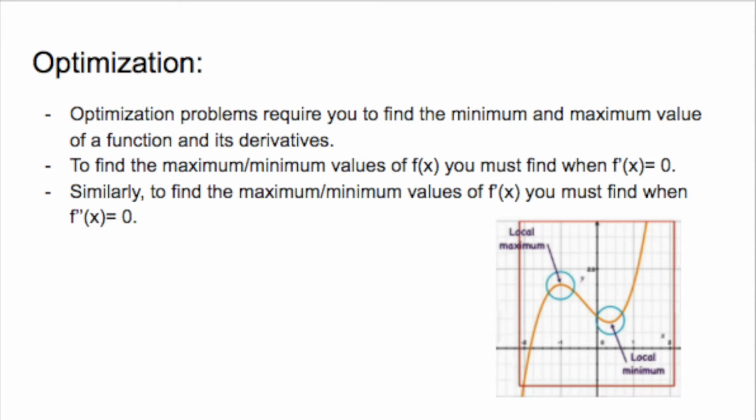Optimization problems require you to find the minimum and maximum value of a function and its derivatives. To find the maximum/minimum values of a function, you must find when its derivative equals 0. Similarly, to find the maximum and minimum values of the first derivative of a function, you must find when the second derivative is equal to 0. So now that we've reviewed all our learning goals, let's get into the question and see what we can apply where.